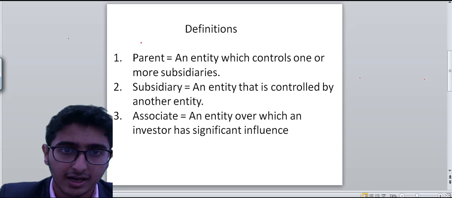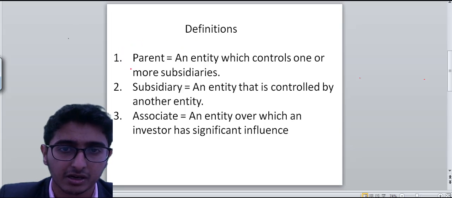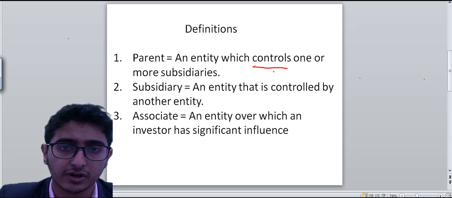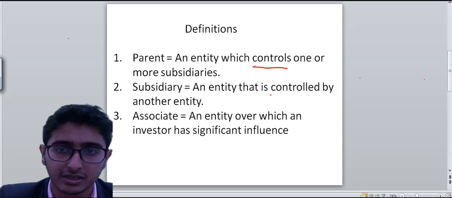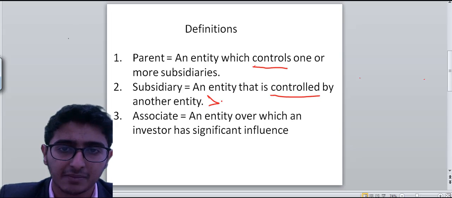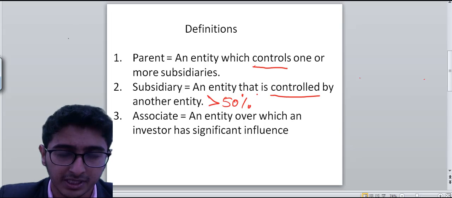Now, let's first start with the definition of a parent. A parent is an entity which controls one or more subsidiaries. That means I have control over a subsidiary. Now, what is a subsidiary? A subsidiary is an entity that is controlled by another entity. Please note, when it comes to subsidiary, this means I buy more than 50% of the voting rights, or you can say I buy more than 50% of the ordinary share capital of a company.